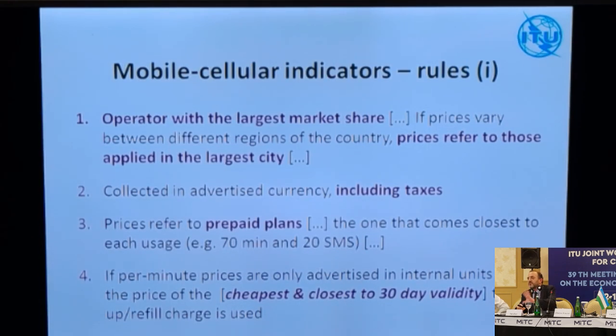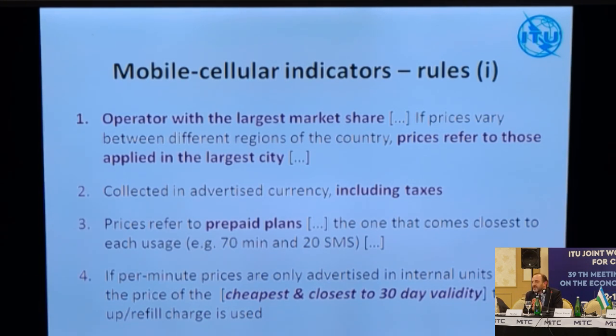I would like to move to mobile cellular. Any questions on fixed broadband prices? The comparison is going to be very simple. Fixed broadband, 256 kilobytes per second, and any plan that allows you 5 gigabytes at least of consumption per month. That's it, okay? And then some minor rules that are important when selecting the tariff from the biggest operator. Well, if no questions, then let me move quickly to mobile cellular indicators.